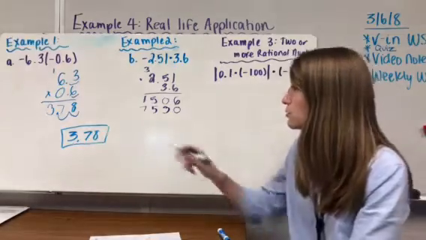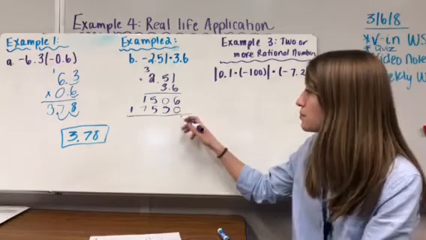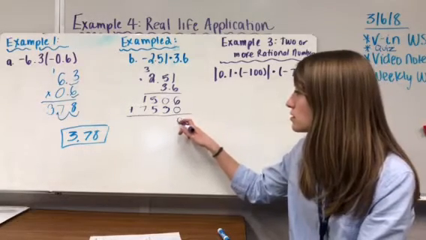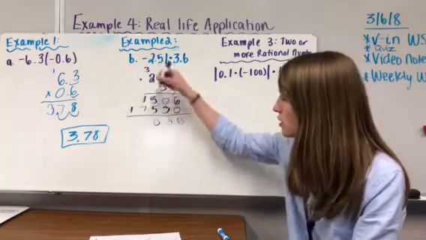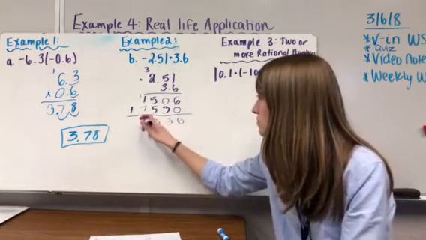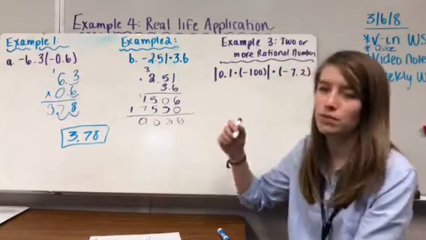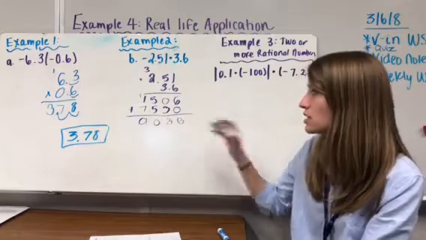Now that I have these two numbers right here, multiplication tells me I can add. 6 plus 0 is 6. 0 plus 3 is 3. 5 plus 5 is 0, carry the 1. 1 plus 1 is 2, plus 7 is 9. So now I have 9036.